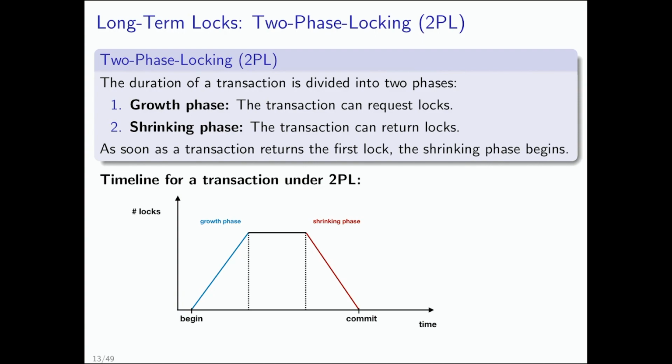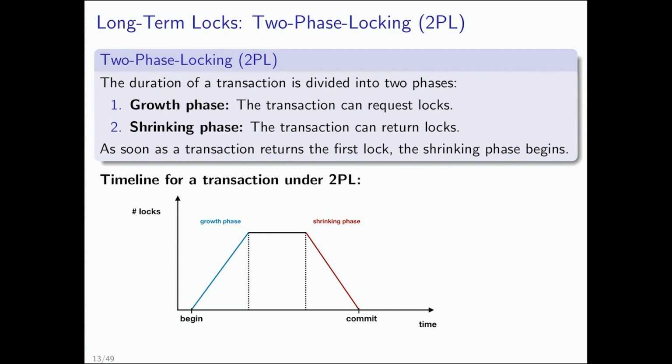Basically, you have two phases, the growth phase and the shrinking phase. So let's go a little bit up. Here there's time. The transaction is running. It starts with begin and ends with commit, and in that time, it is allowed to acquire locks. It asks the database system, hey, I want to have a lock on that, I want to have a lock on that. And it says, okay, yes, no, whatever. And you see two phases.